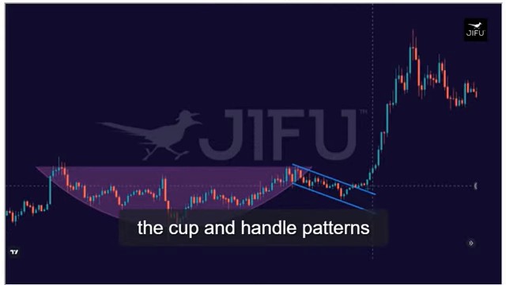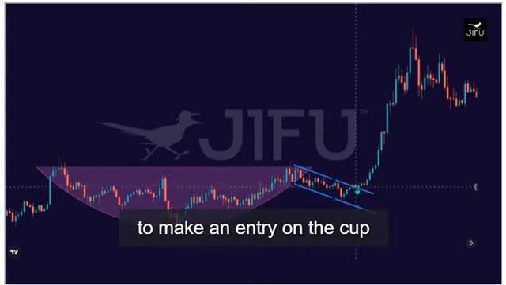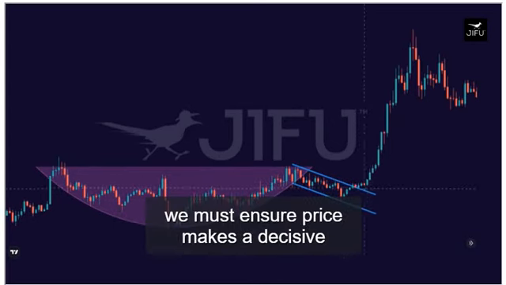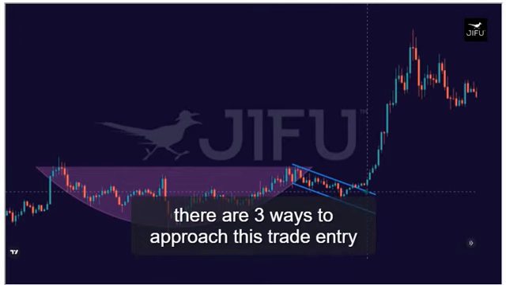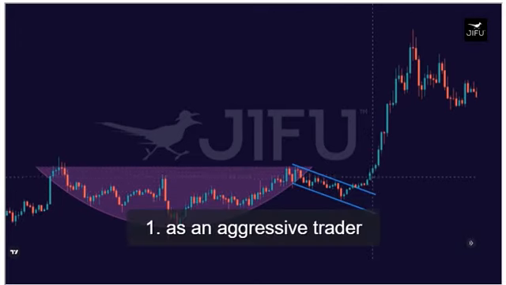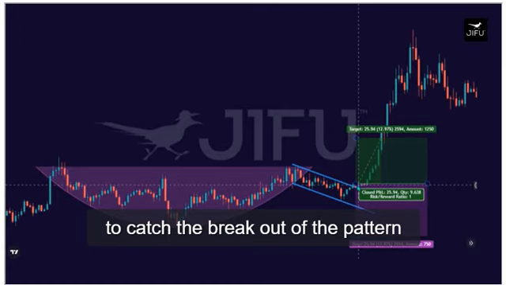How can we trade the cup and handle patterns as a pro trader? To make an entry on the cup and handle pattern formation, we must ensure price makes a decisive bullish close of the bar above the handle. Although, there are three ways to approach this trade entry. Number 1. As an aggressive trader. This type of trader would place a buy stop order to catch the breakout of the pattern.